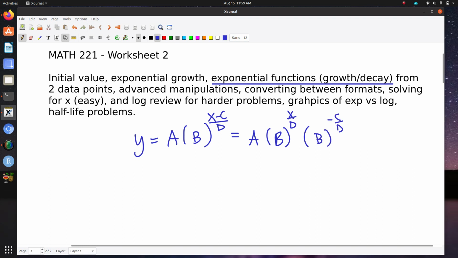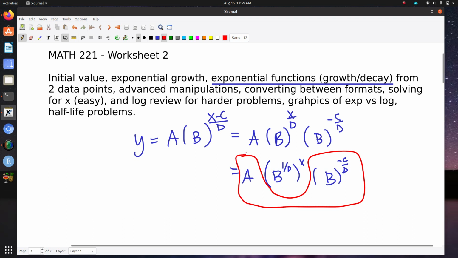I can just split up those fractions, and then I can do the following. I can say b to the 1 over d to the x, and then this is b to the minus c over d. And so if you want to know what your initial value then becomes, it's all this gobbledygook. You multiply it together, and your growth rate is this mess. Okay, so it's really not that big of a deal. It's just annoying, and that's just a calculation you need to be able to handle.